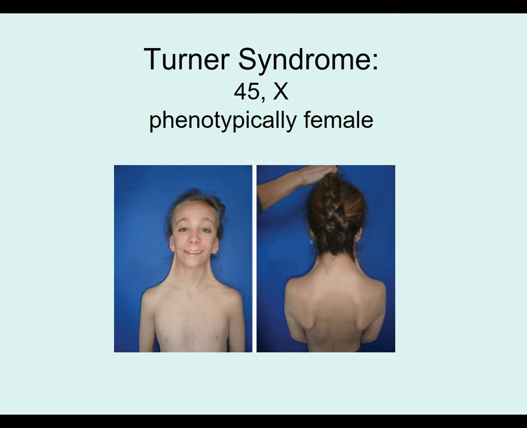Now, the flip side of the coin is called Turner syndrome. It's a female who has one X and then that's it. So each cell only has 45 chromosomes, but one X, it turns out, is enough to create a phenotypically normal female, except there is a little bit of a giveaway in this case.